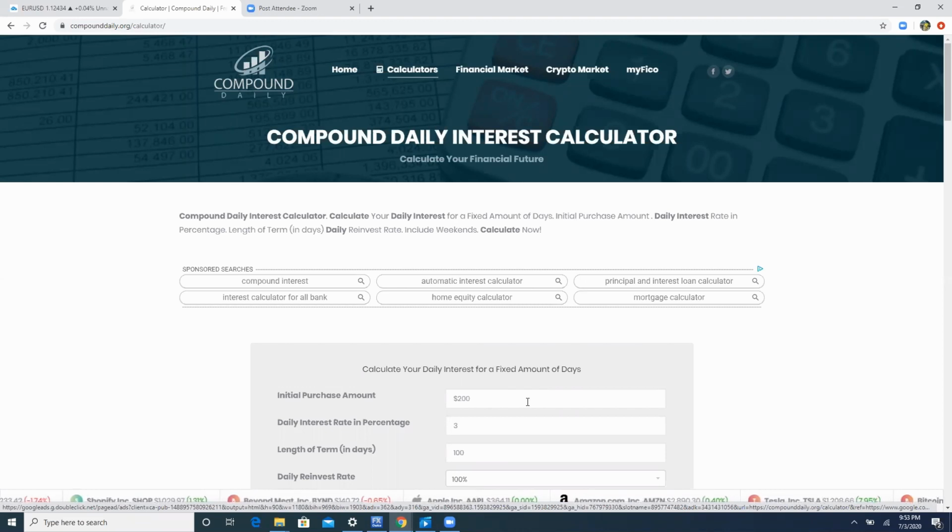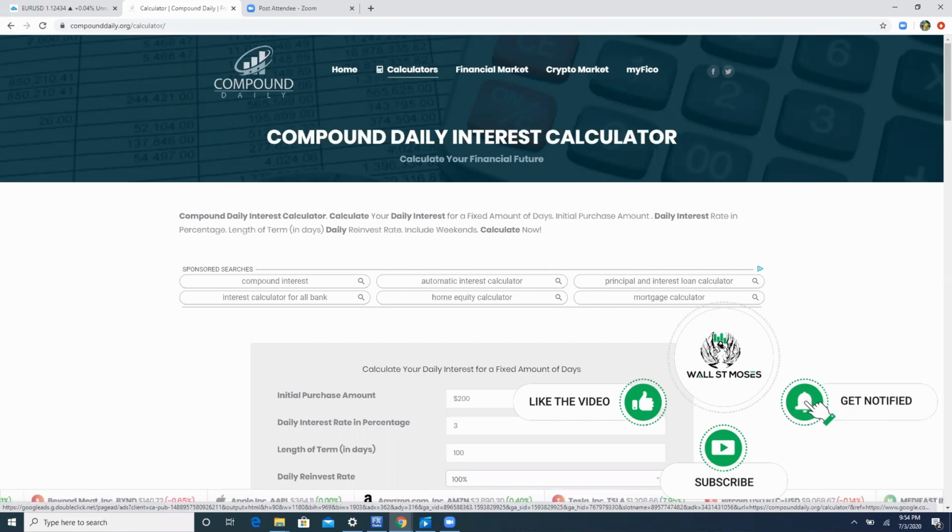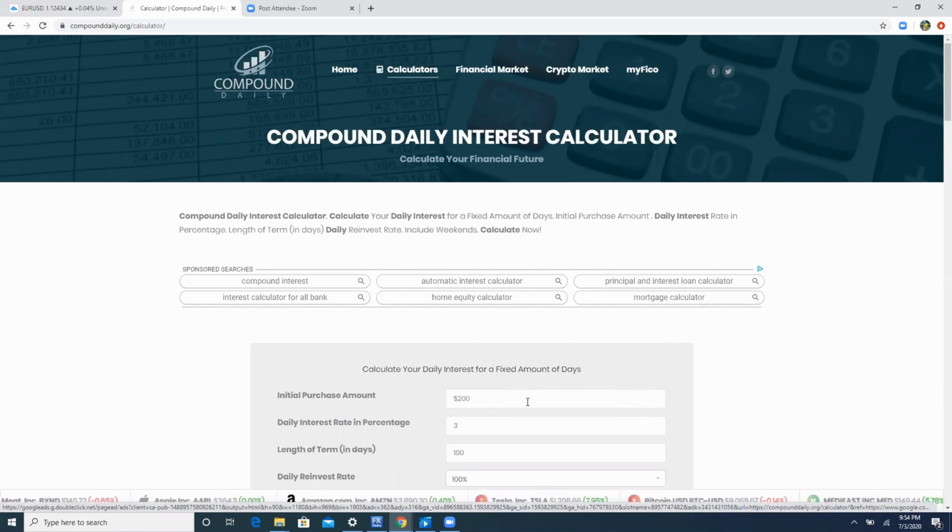So if you use the example of $200 starting out in a trading account and you averaged around 3% a day. Now, I'm going to be the first one to tell you that you're not going to exactly do 3% every time you trade. You might lose a percentage, you might go down 2%, you might go up 5, 6, 7. But let's just say the average of all of that is around 3% a day.